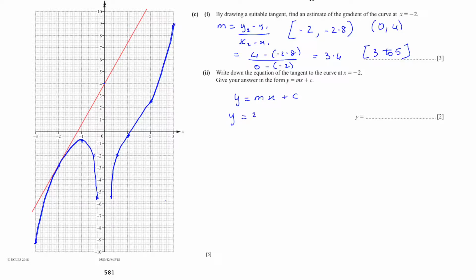Your m is 3.4 and c means your y-intercept. It means where it cuts your y-axis, which is 4. So your answer is 3.4x plus 4. You might get a slightly different answer here. It's fine, because if your gradient is different and maybe your y-intercept is a little different, they will still give you the correct mark for it.